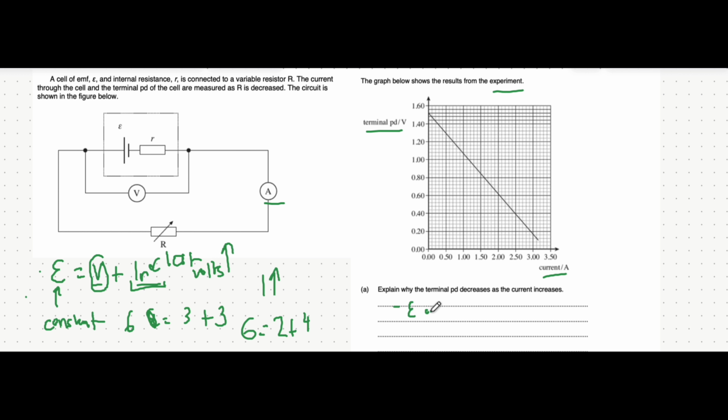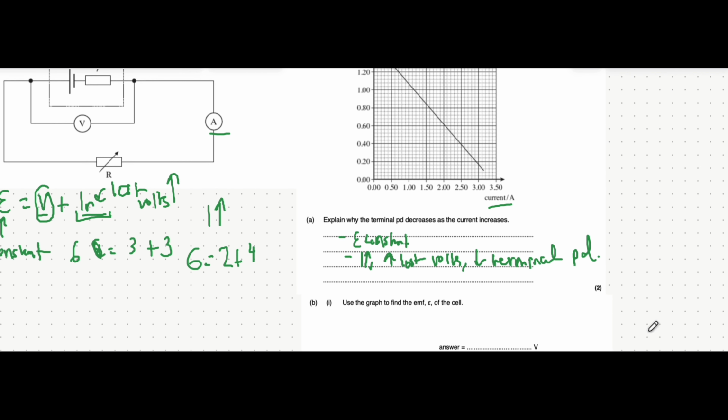So EMF is constant would get you 1 mark. And the second mark would be for mentioning that an increase in current increases the number of lost volts, which then decreases the terminal voltage in order for the EMF to be constant. Hopefully that makes sense to you guys. You guys can rewind if you're not really too sure what I'm talking about.